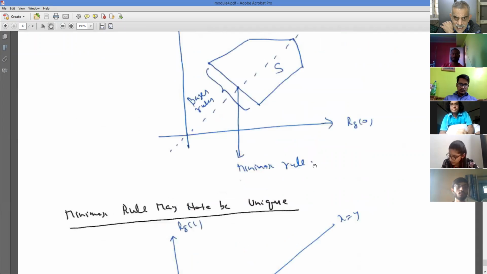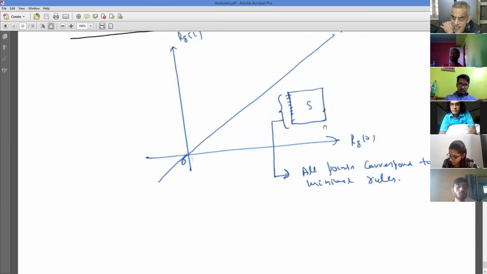Now this could have been a square like this. The minimax estimator would be one for which R delta 0 is minimum. But here R delta 0 is the same for all the estimators over here, because they are on the same line, the x-axis. So all these estimators are minimax. Does that clarify? Any other doubt?